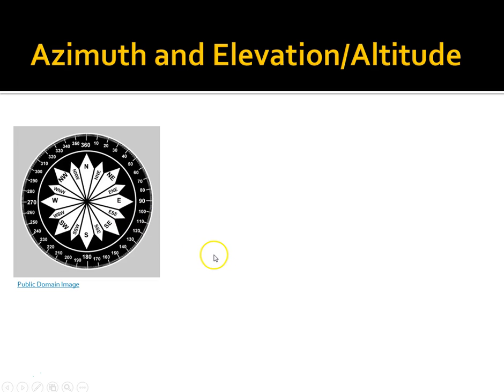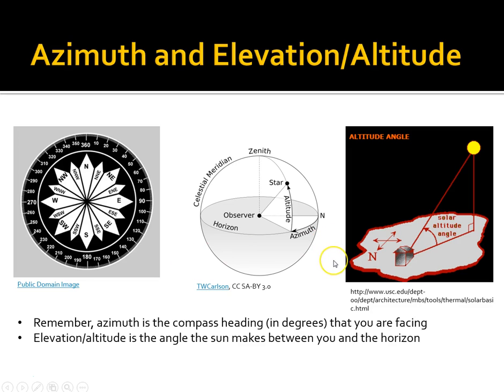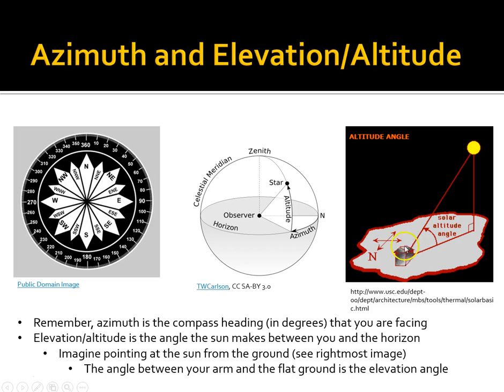Okay, so azimuth and elevation, or altitude. Remember, azimuth is just the compass direction. Now, elevation and altitude, this was also in your video. This is just the angle the sun makes between you and the horizon. Imagine you're standing here at a house and the sun is up in the sky. You can imagine pointing to the sun. The angle that is made between your arm and the ground, assuming you're looking flat toward the horizon, that angle is your elevation or your altitude. So it's just an angle, and this will probably make a little more sense as we go through the last few slides here.